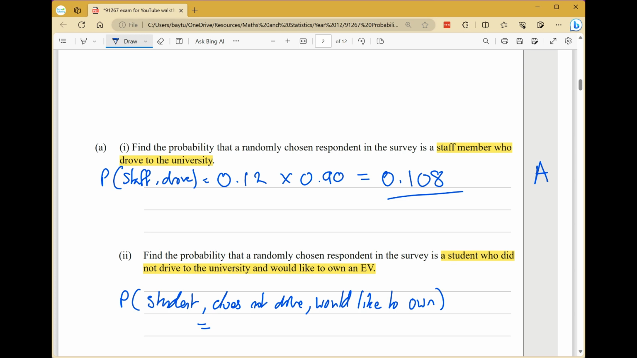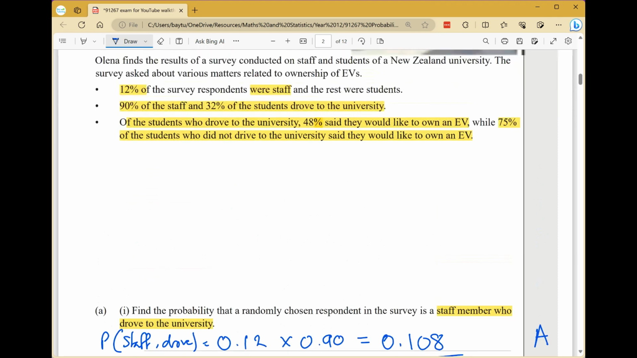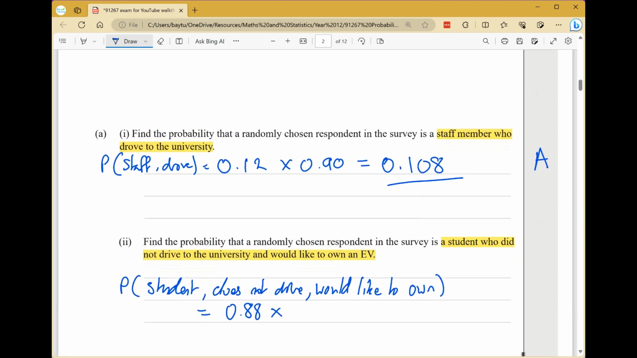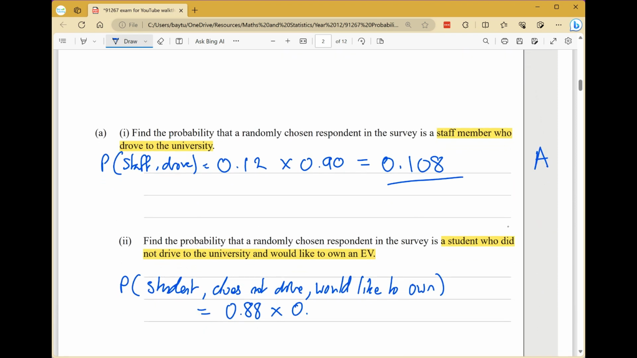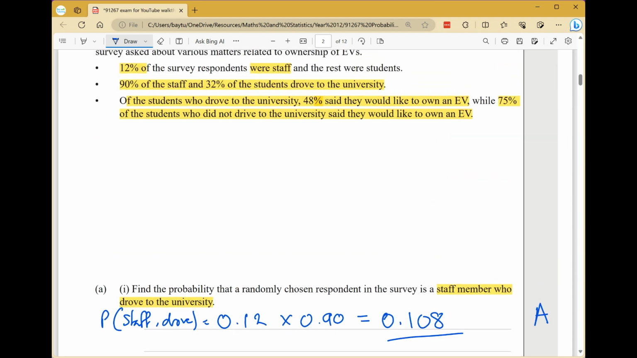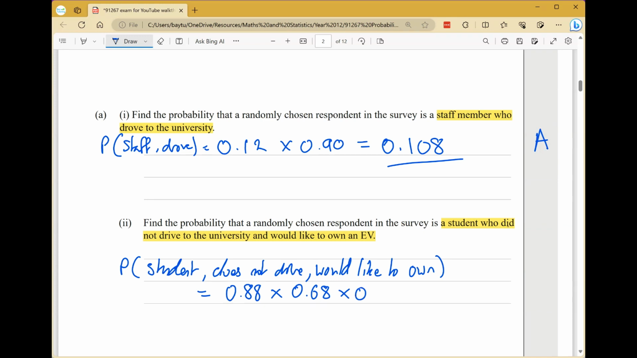Well, the probability of a randomly chosen individual being a student is 0.88, because the probability of them being staff is 0.12. So 1 take away 0.12 is 0.88. The probability of a student not driving, well, 32% of students drove, so that must mean then a 68% chance, or 0.68 chance of them not driving, and they would like to own an EV. So of the students who drove, 48% say they would like to own an EV, while 75% of those who did not drive, that's what we're interested in, said they would. So 0.75.